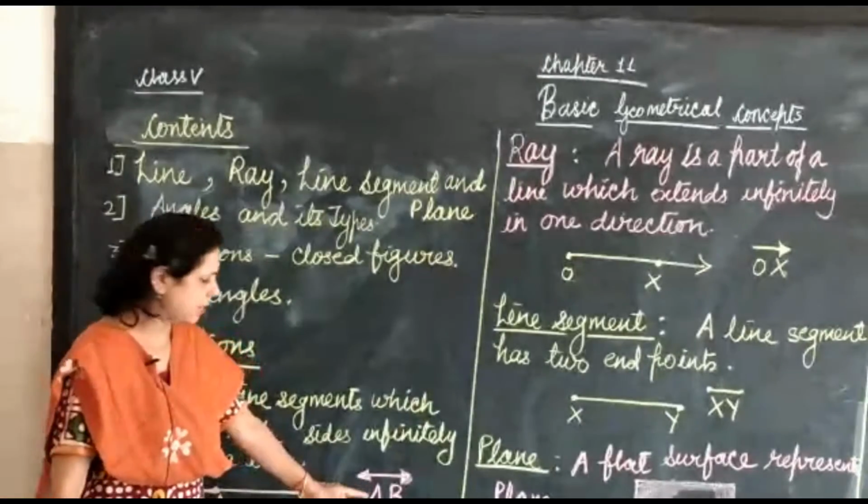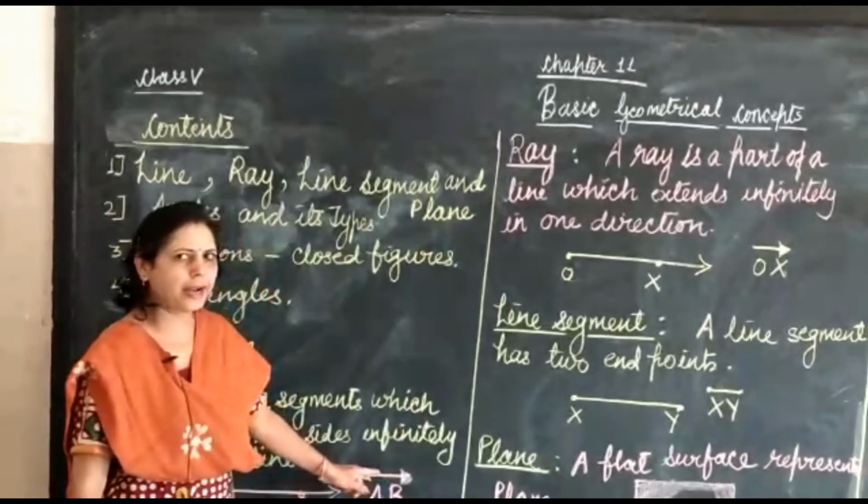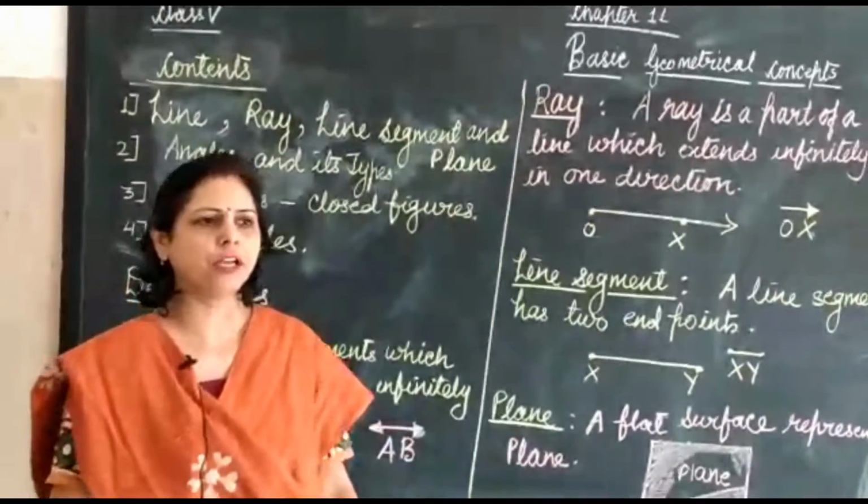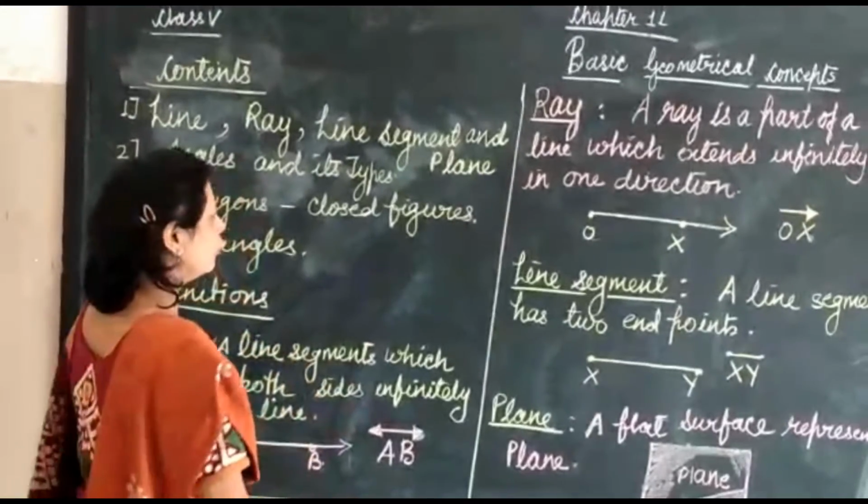It is represented as AB with a bar on top, a line with two arrows. These two arrows show that we are extending the line from both sides.